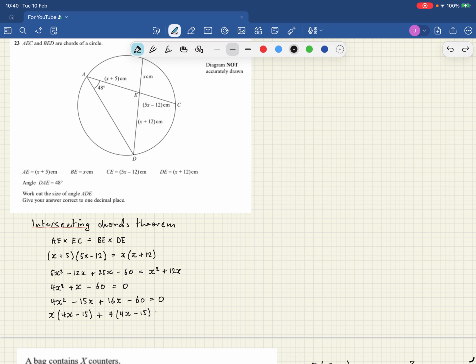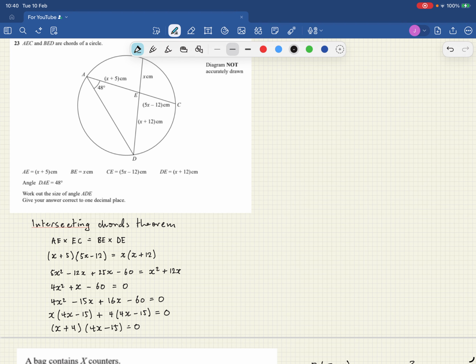This still equals 0. And then finally I'll bring these two, x and 4, together, because if I've got x lots of 4x minus 15 plus 4 lots of 4x minus 15, I must have x plus 4 lots of 4x minus 15, and that's equal to 0.